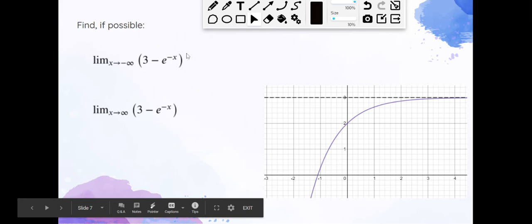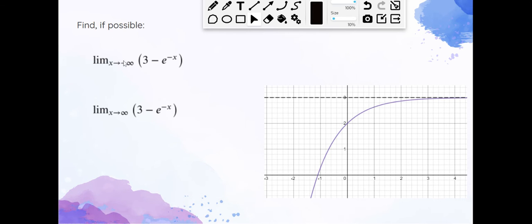So find, if possible, the limit as x approaches negative infinity of 3 minus e to the power of negative x. So remember, they add this "if possible" because sometimes there isn't a limit. Sometimes the y value doesn't approach something specific. So we say that there is no limit. So remember, this just tells us as x gets smaller and smaller and smaller, what is happening to the y.